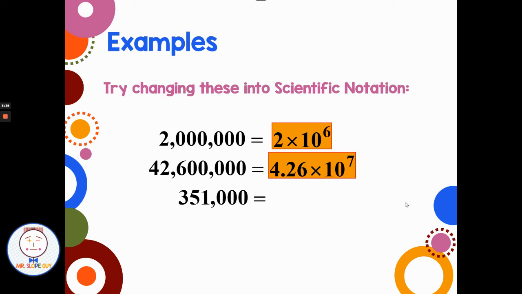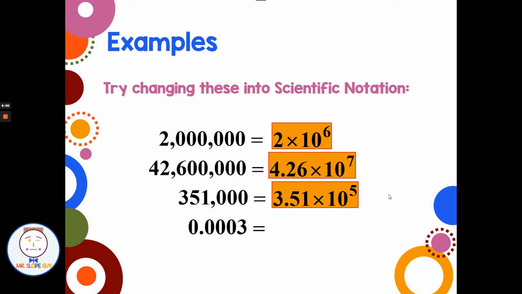All right, you guys try this one, change it to scientific notation, pause the video here, and come back and see how you did. All right, welcome back. Hopefully we got that decimal between the 3 and the 5, so 3.51 times 10 to the 5th. 5 places over to get it between the 3 and the 5. Also a large number, so we have a positive exponent.